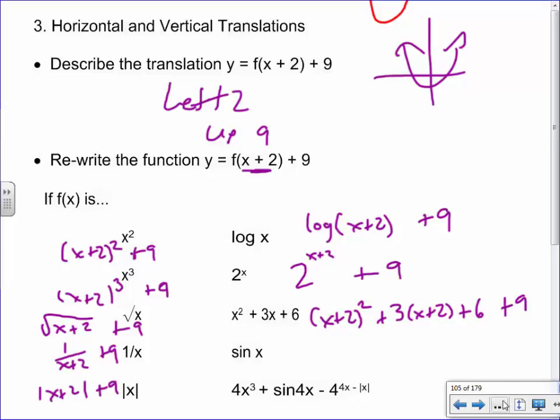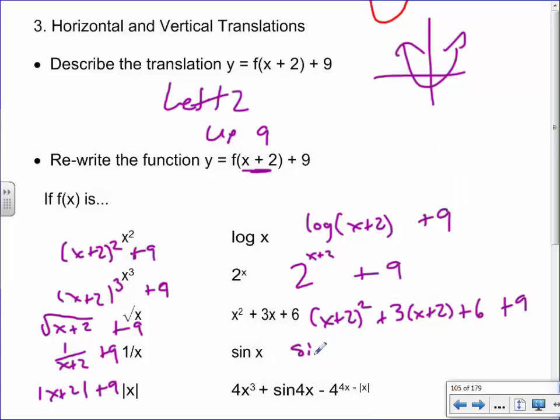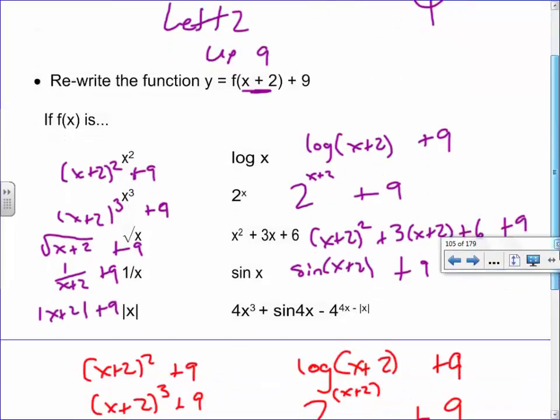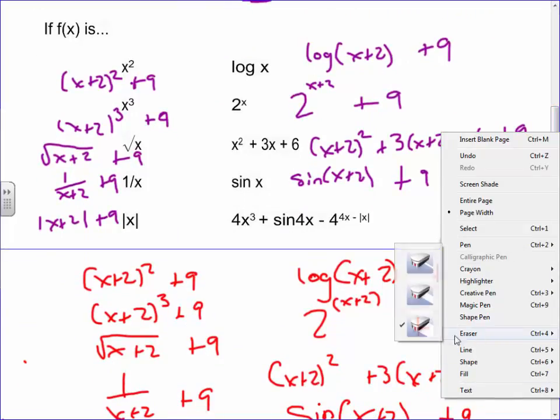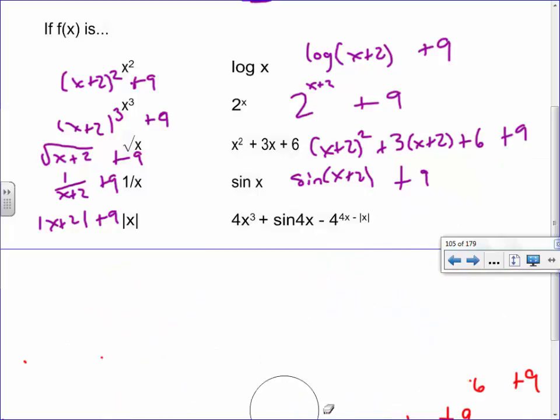Okay, two more. Sine x would turn into sine of x plus 2, and 9. Okay, you guys try the last one. I'm going a little nuts on the last one just to see if you get the concept of it. Try this one last one here without me doing it for you.